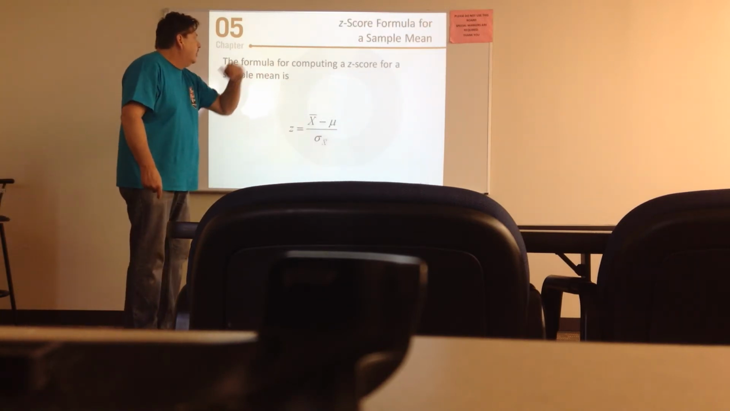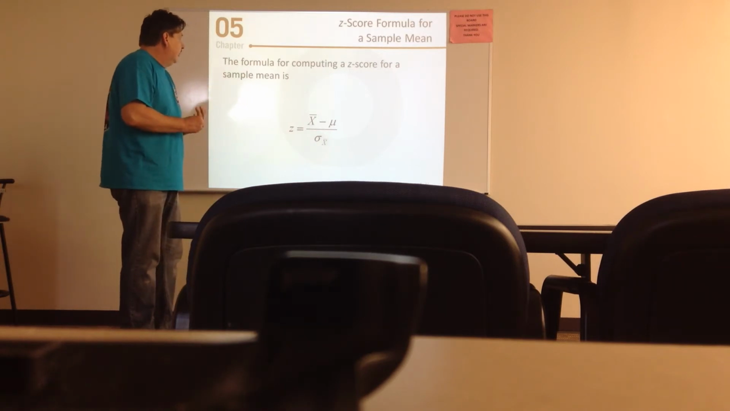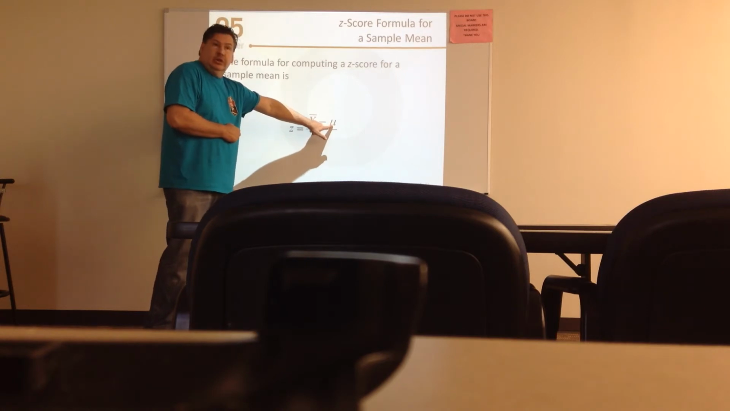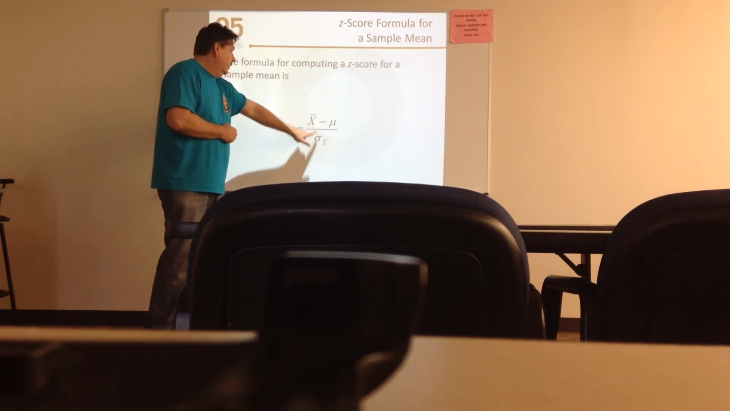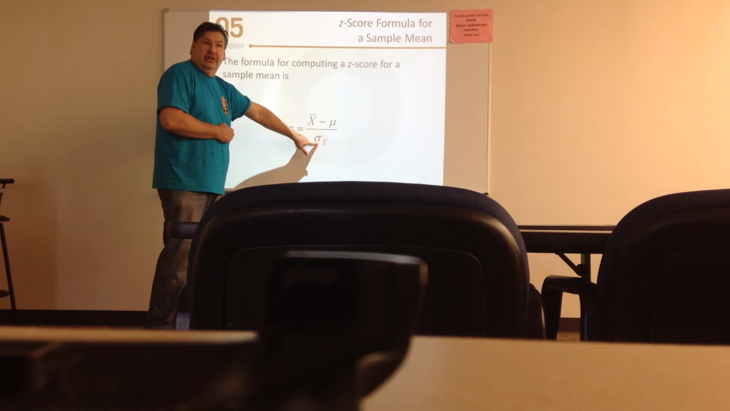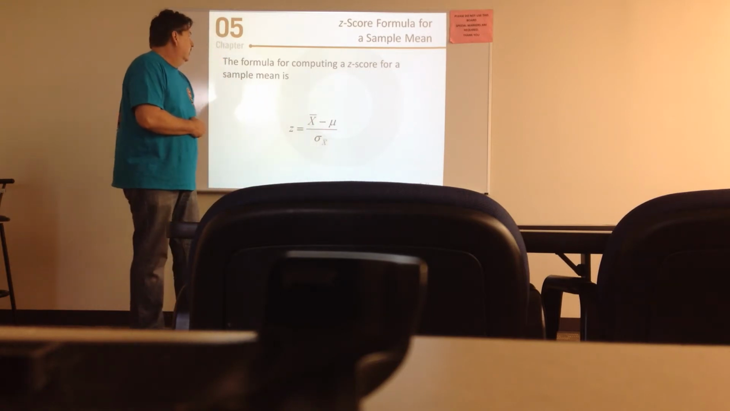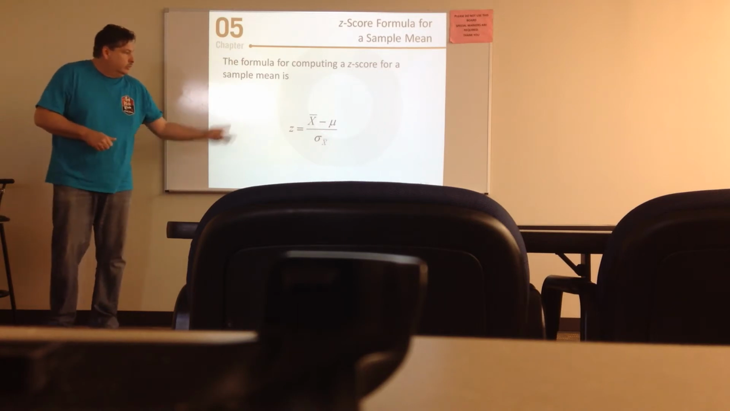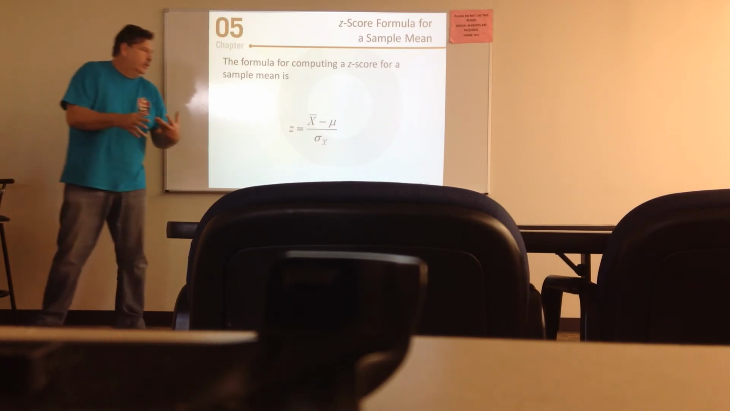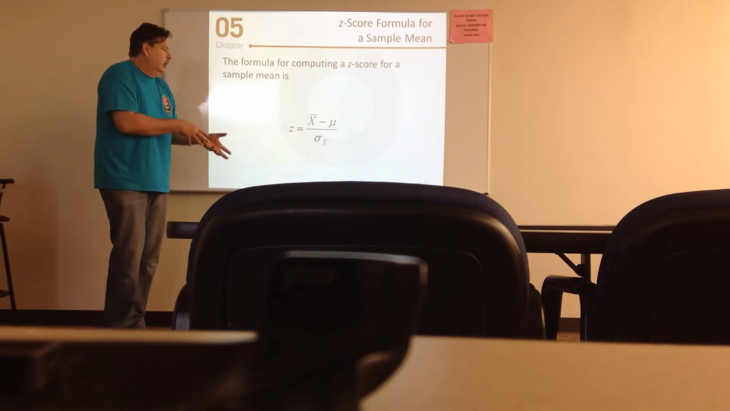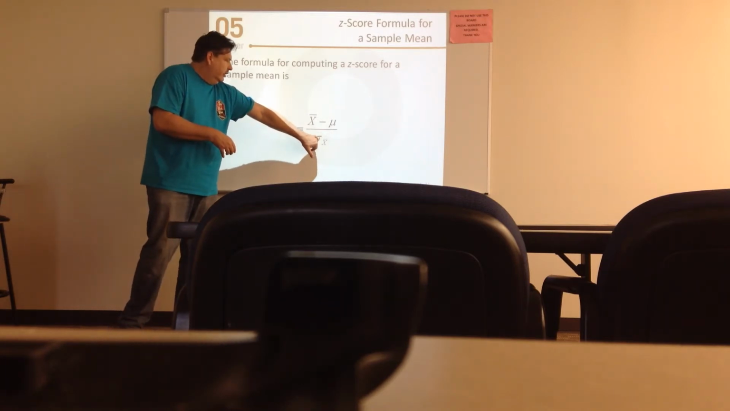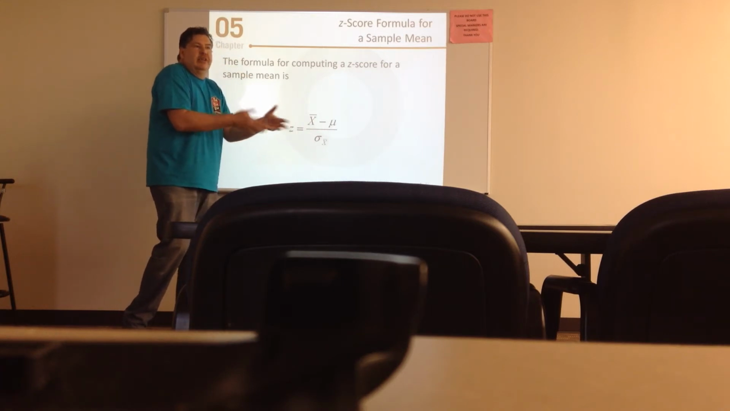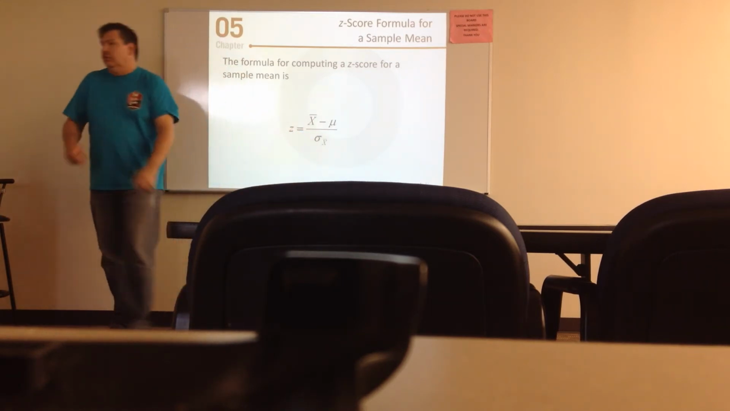So the formula for computing a z-score for a sample mean is your sample mean minus your population mean divided by the standard error of the mean. It's not real difficult, but what we have to do is assume that we have a population standard deviation, and we estimate that by our sample standard deviation.